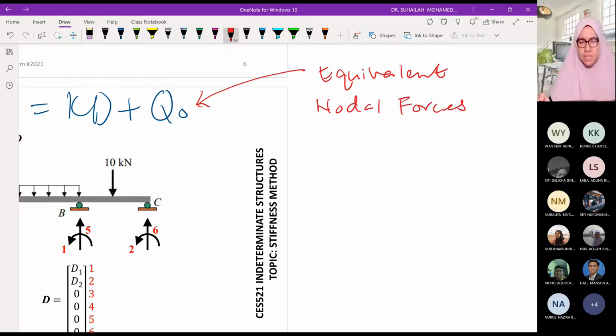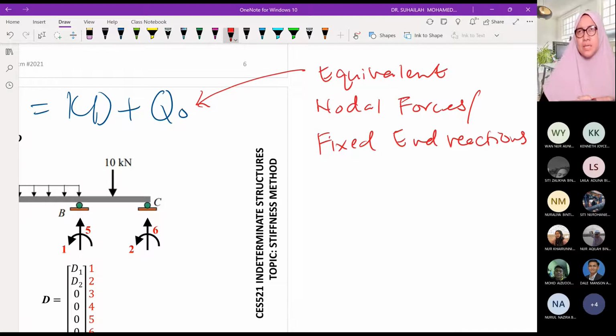Equivalent nodal forces, okay, which is similar with fixed end reaction. Fixed end reaction. The same table, the same formula yang you pakai untuk analyze FEM. Moment distribution method, you have to calculate FEM. Okay, so yang ni pun sama, moment FEM lah, tapi sebab kita kena consider juga the vertical reaction, reaction at support, so it is called as fixed end reaction, sama.